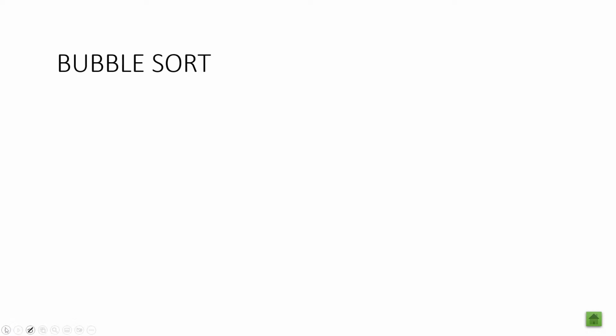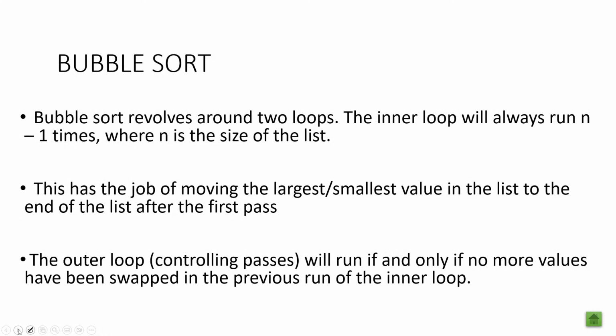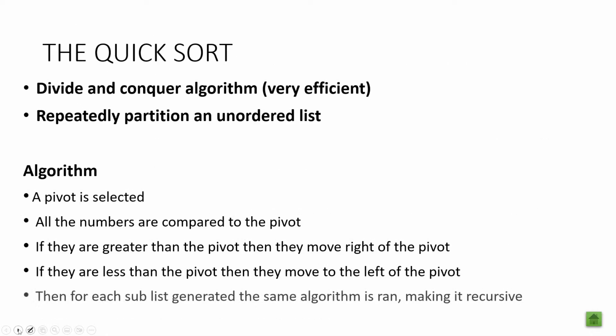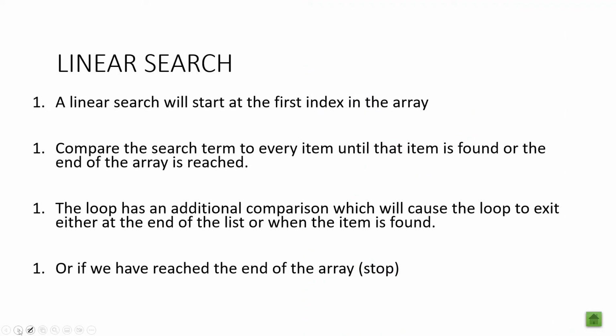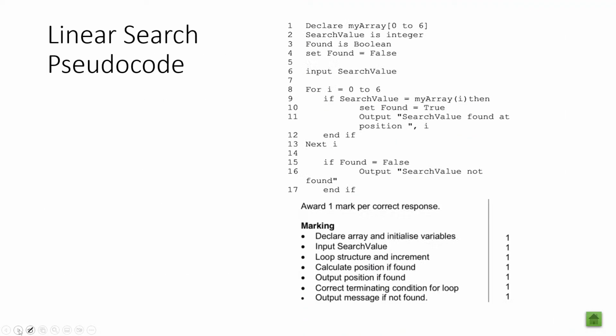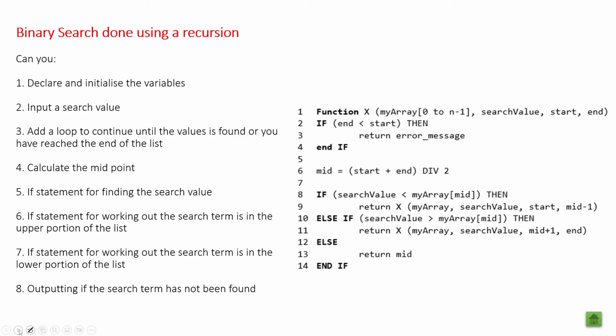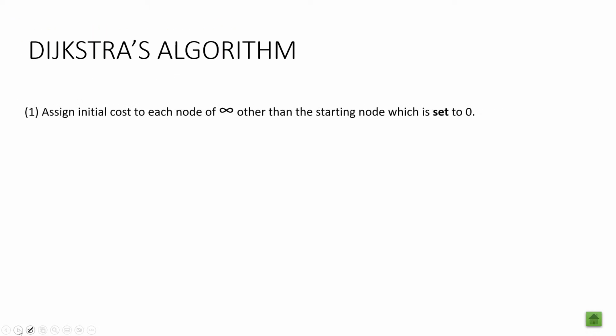So you also need to be able to list the best and worst case here, so be very careful with that. The best case is normally the best running case and the worst case is the worst running case. So we've got our bubble sorts, insertion sorts, we've got our quick sort as well, and the pseudocode. Then we've got our searches, so our linear search, a binary search, and we've also got Dijkstra's algorithm.